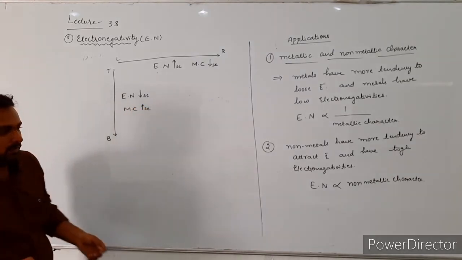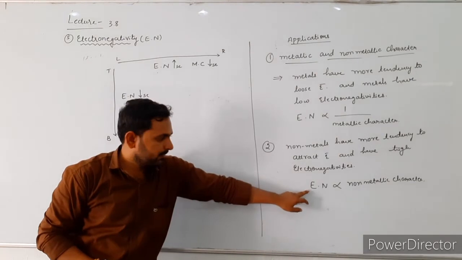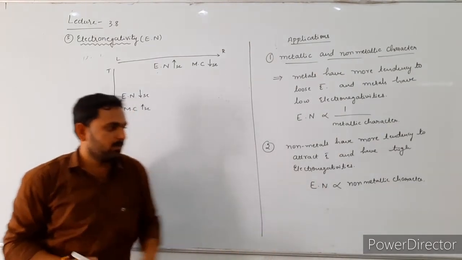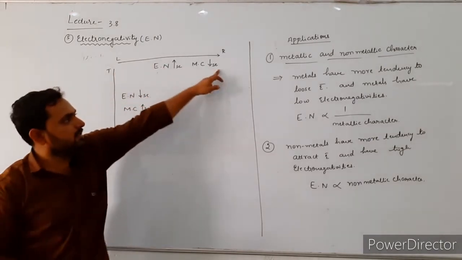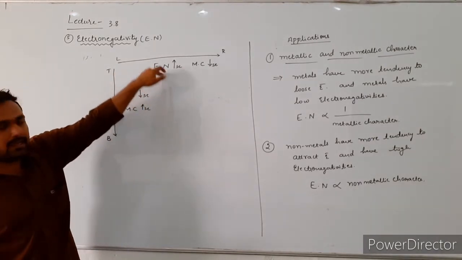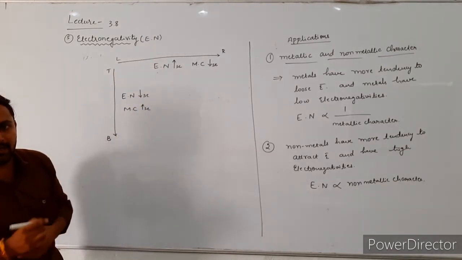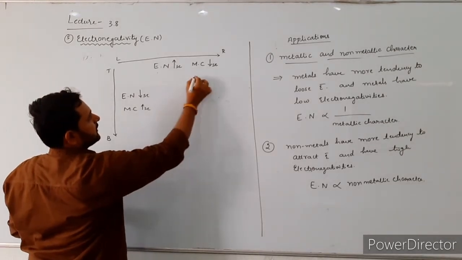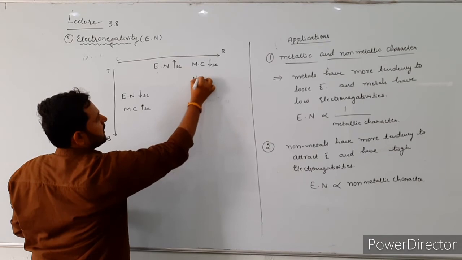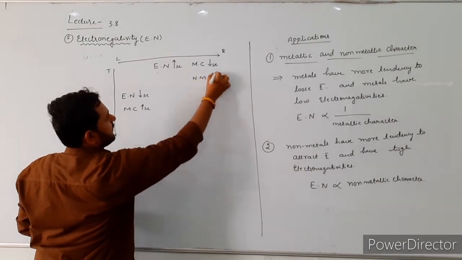Next, now come to non-metallic character. Electronegativity is directly proportional to non-metallic character. From left to right, electronegativity increases. Then what about non-metallic character? Non-metallic character increases. As electronegativity increases, non-metallic character increases.